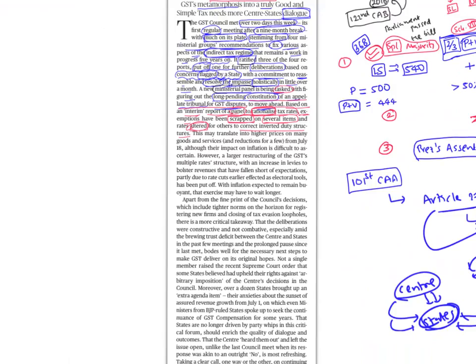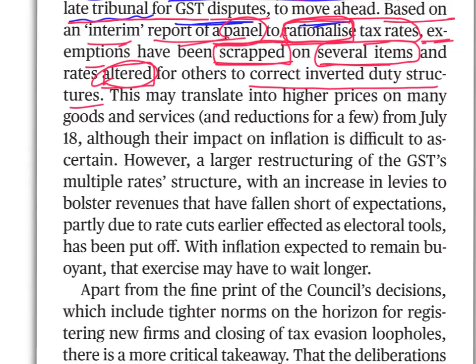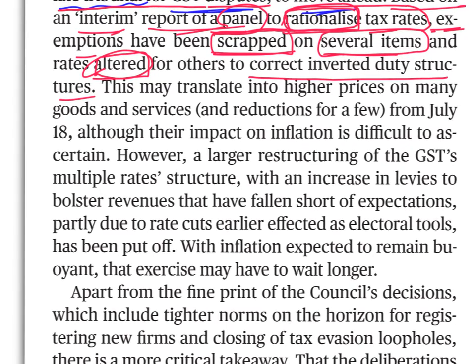I hope you have understood the inverted duty structure concept. So whenever they use a word, we need to understand what happens in the background. Altered means changed. This may translate into higher prices on many goods and services and reductions for a few. Obviously, some goods and services will have higher taxes now, and a few will have lesser taxes now from July 18. Although their impact on inflation is difficult to ascertain right now.